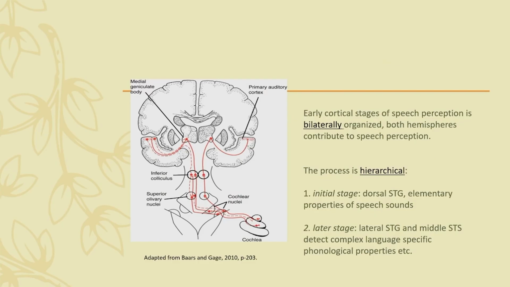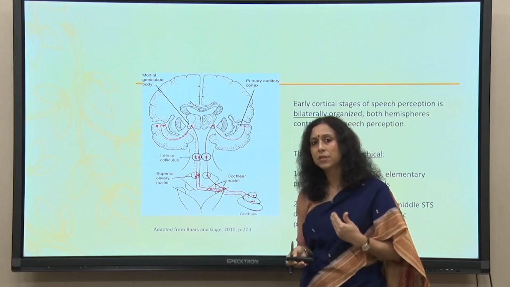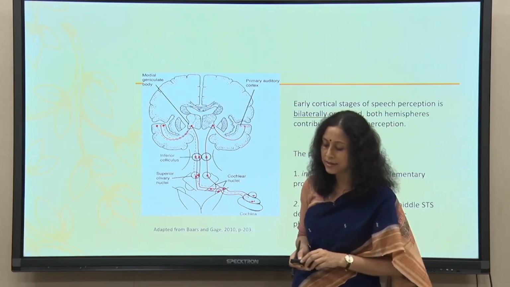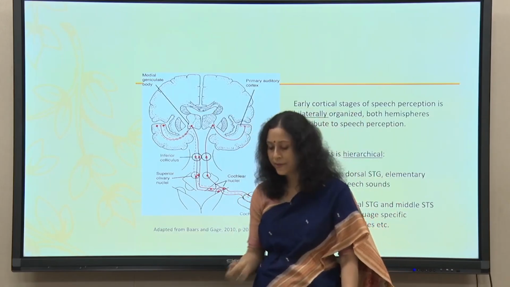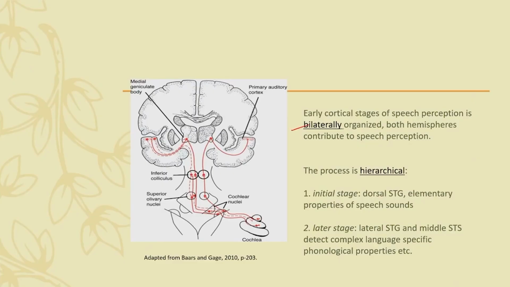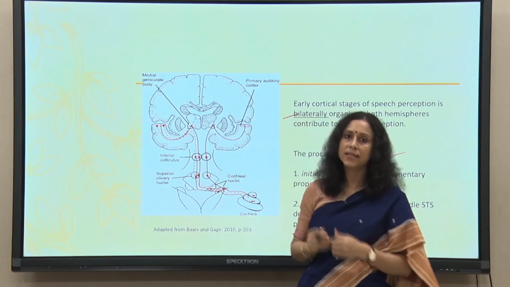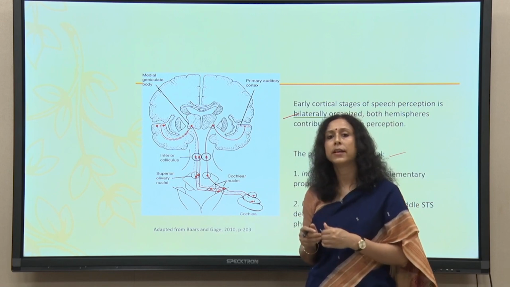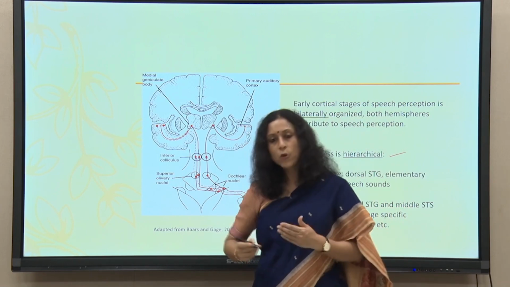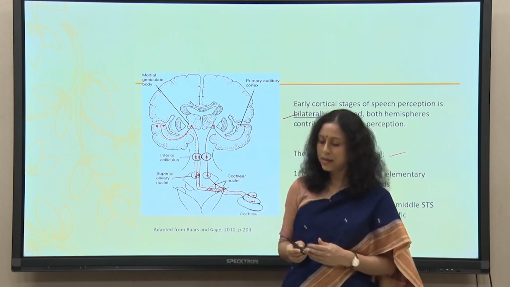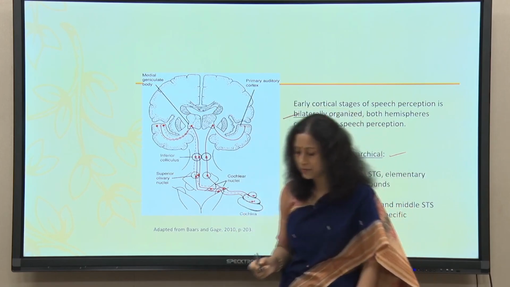Now, one of the most important things about speech perception is that the early stages at least have two important features. One is that it is bilaterally organized, another feature is that it is hierarchical. We are talking about the early stages, that is when the speech signal is received and it travels from the inner ear to the auditory cortex. So, these two features, bilaterality and hierarchical arrangement, are what we will talk about.